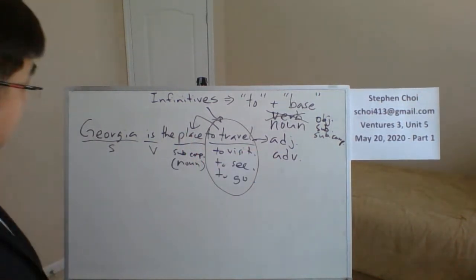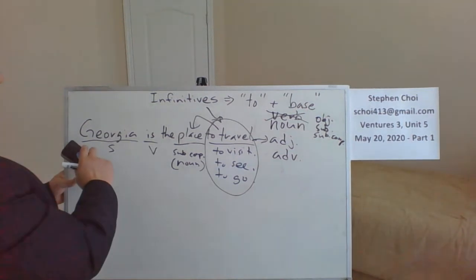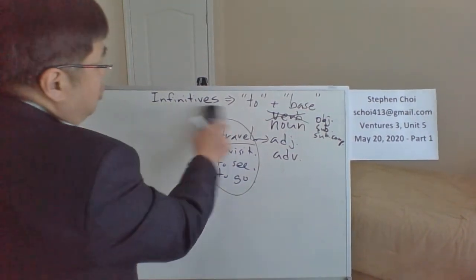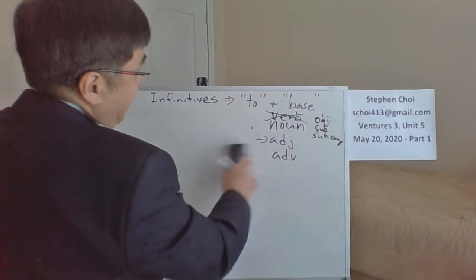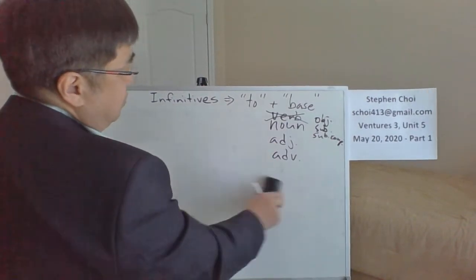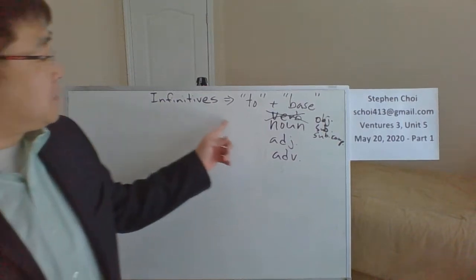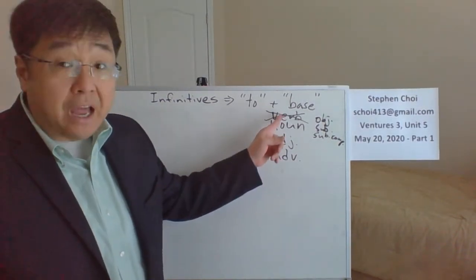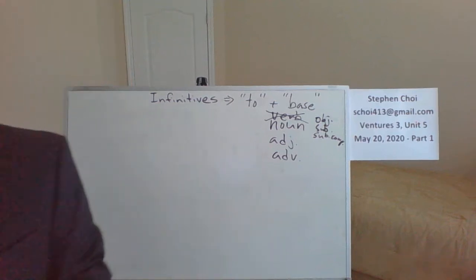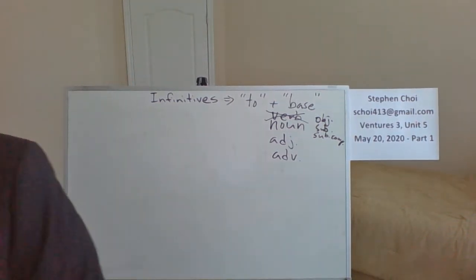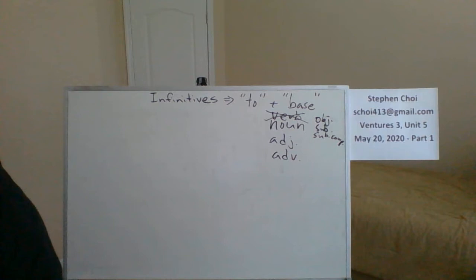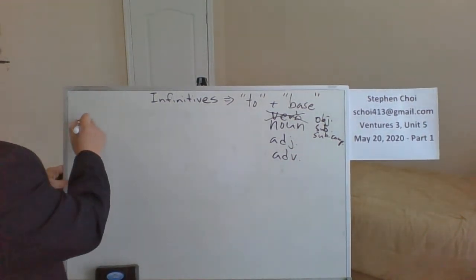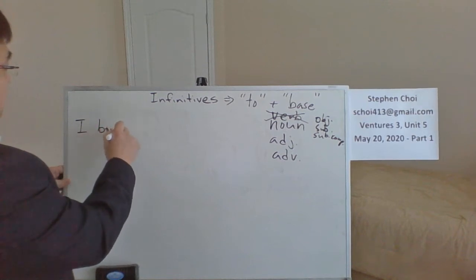Okay, so that's an example of infinitives being used as adjectives. Now we've got one more left. Remember, infinitives can be used as nouns, adjectives, and adverbs, but never verbs. So let's talk about the adverb here. Adverb. All right. So for an adverb, let's use the same theme.